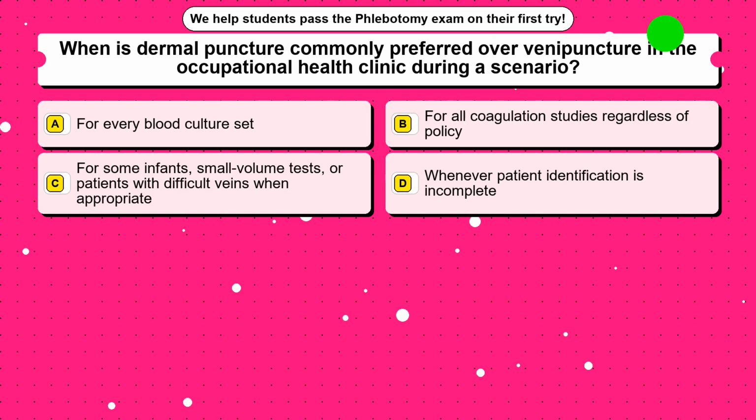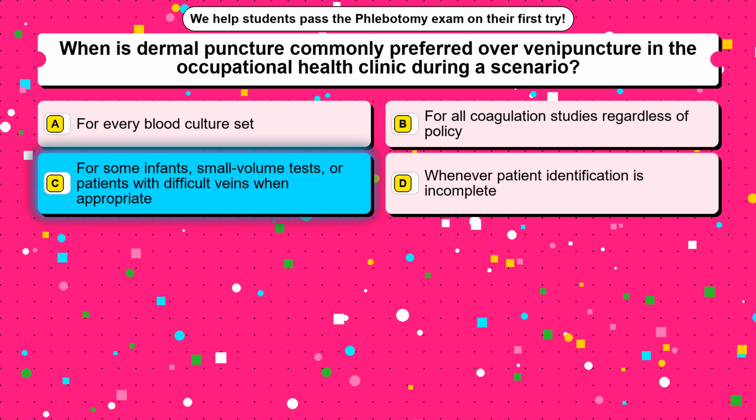Question 83. When is dermal puncture commonly preferred over venipuncture in the occupational health clinic during a scenario? Option A. For every blood culture set. Option B. For all coagulation studies regardless of policy. Option C. For some infants, small volume tests, or patients with difficult veins when appropriate. Option D. Whenever patient identification is incomplete. The correct answer is option C.